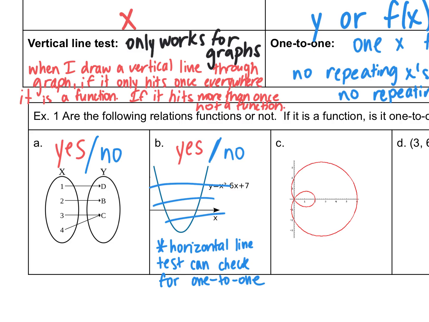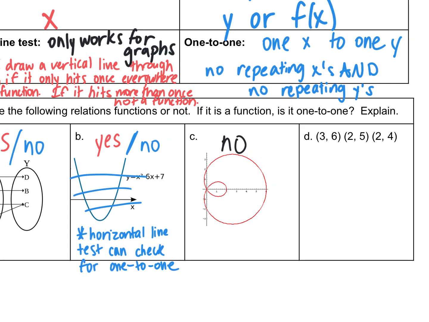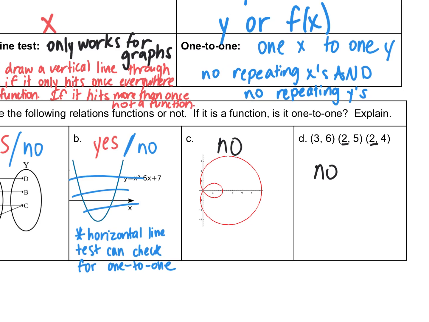Ladies back here, what are we thinking on C? Not a function. So therefore, can it be one-to-one? No, it cannot. Okay. And gentlemen right here, what are we thinking on D? No. Okay, why not? The 2 repeated, right? Okay. Good. Any questions on this?